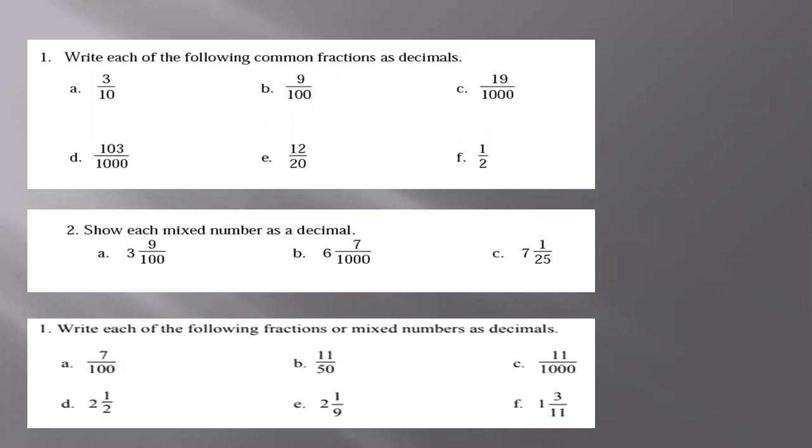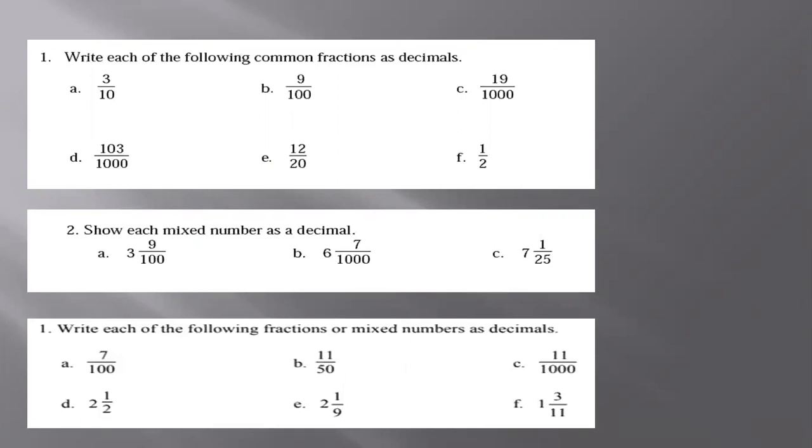Now, 12 over 20. There are two ways. I can go down, divide by 2, or multiply by 5. I decided to divide by 2. So 12 divided by 2 is 6, and 20 divided by 2 is 10. You notice 10 is the denominator, 6 over 10. The answer is 0.6. 12 over 20 equals 0.6. 1/2, same thing as 50 over 100 or 5 over 10. The answer is 1/2 equals 0.5.